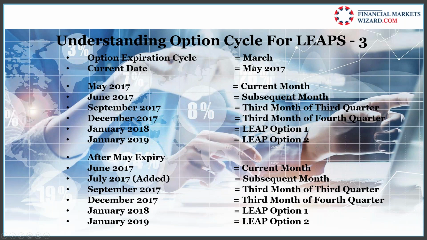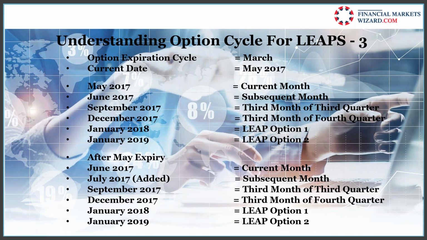So the scenario is the March option expiration cycle. What happens when May comes? When May expires, June becomes the current month. July will be added as a subsequent month. Here there is no July, but we need a subsequent month. So when June was the subsequent month, it becomes the current month. They add July as a subsequent month. Then September, December, January 2018 and January 2019 stay there. So we don't see any changes. We just see July is added in the middle.